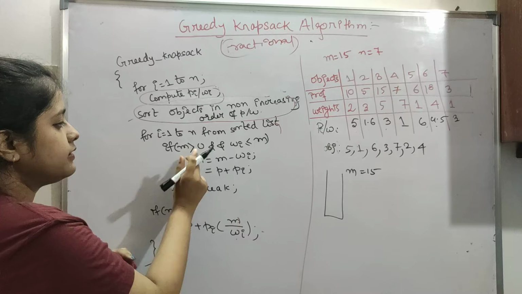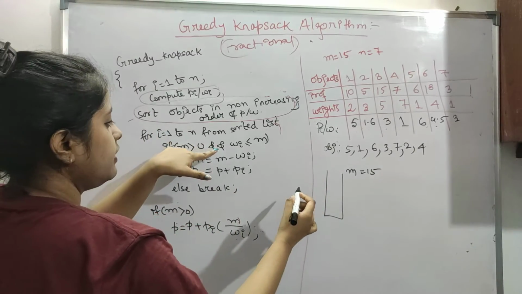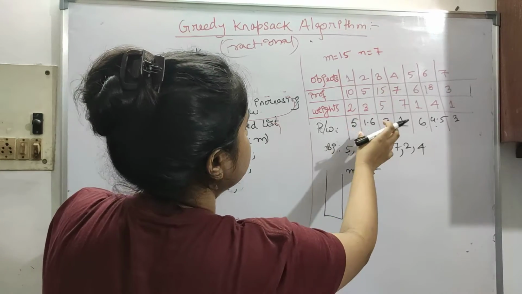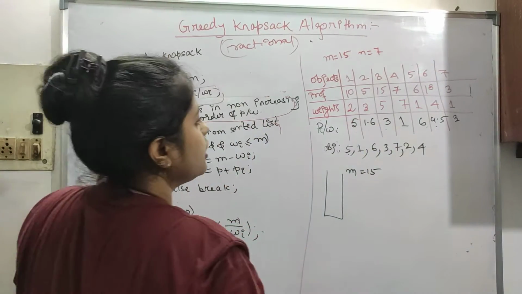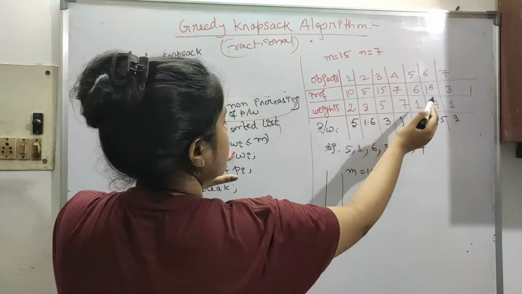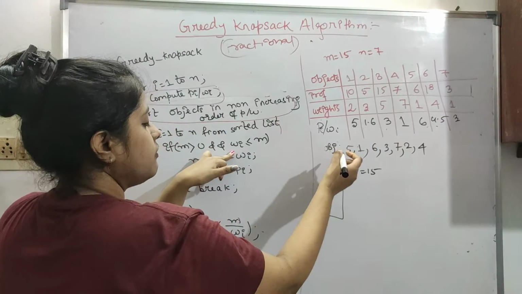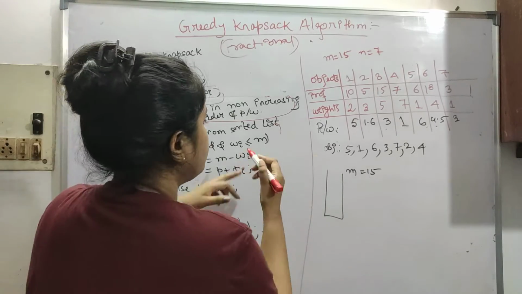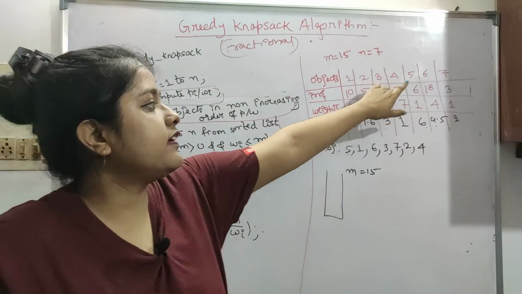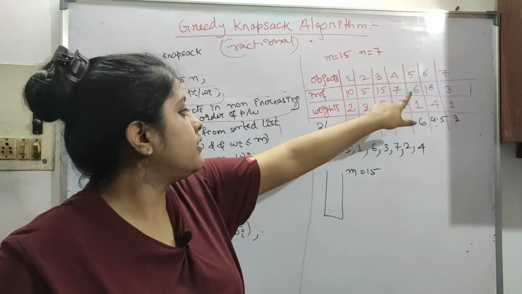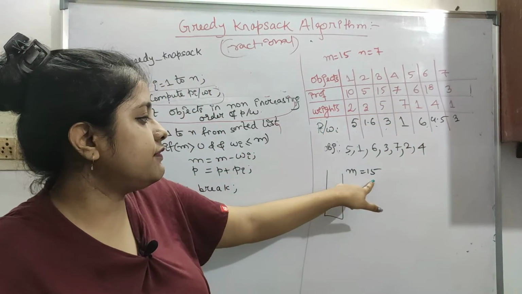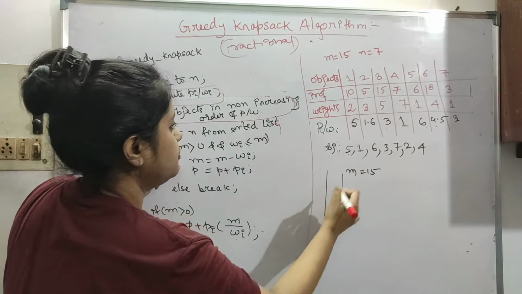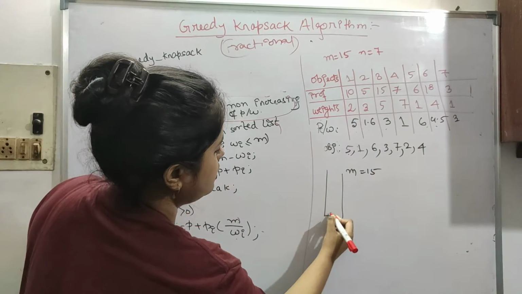So now m is greater than 0, yes, and then wi, here object 5. Object 5 has weight 1, and 1 is less than or equal to our total capacity 15. So yes, it is true, and we can do the next two parts. So we have to put the object: object 5 is put here.